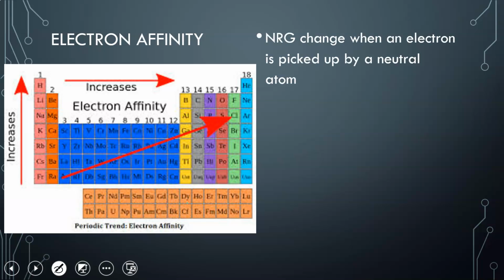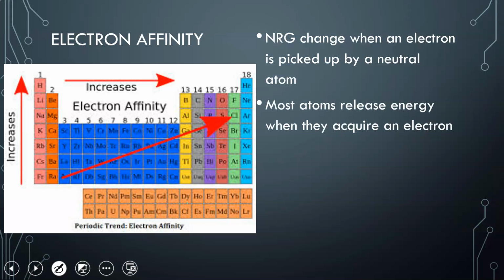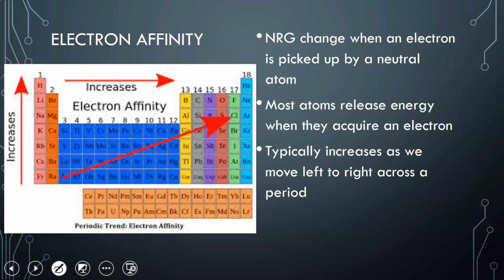Electron affinity is the energy change when an electron is picked up by a neutral atom. So how much energy does it change when it picks up one? Most atoms release energy when they acquire an electron. Typically, it increases as we move from left to right. And it increases as we move up. So once again, the biggest one is going to be the top right corner, while the least amount is the bottom left.